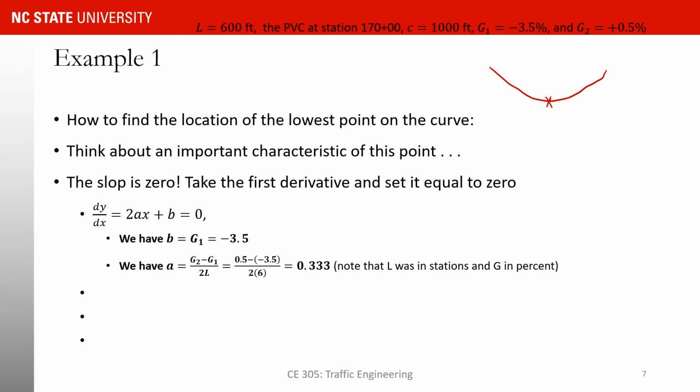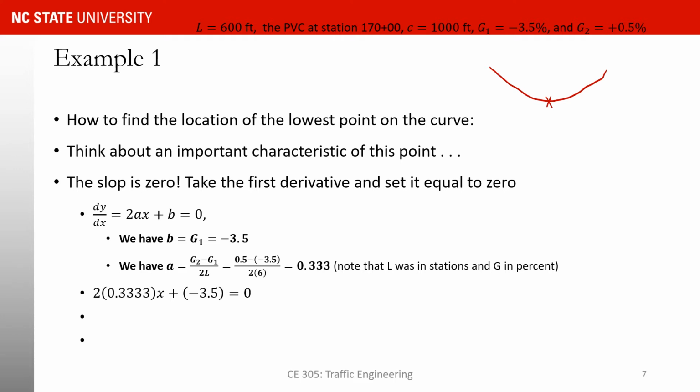We already know that b is equal to G1. G1 is equal to negative 3.5. A is equal to G2 minus G1 over 2L. And keep in mind that G1 and G2 are in percent and L is in station. So G2 is equal to 0.5 minus negative 3.5 over 2 times 6. That gives a value of 0.333 for A.